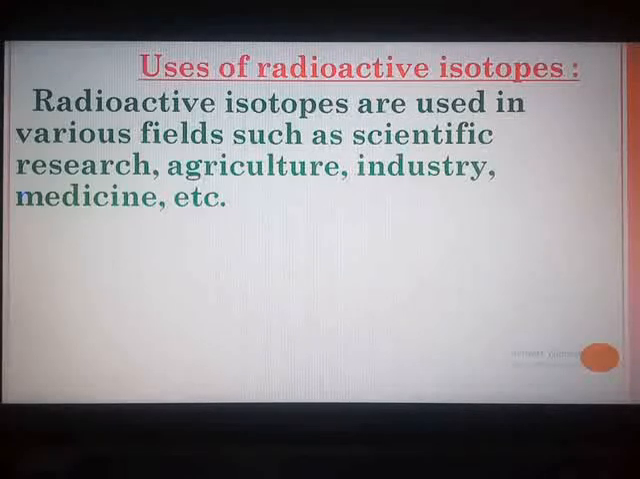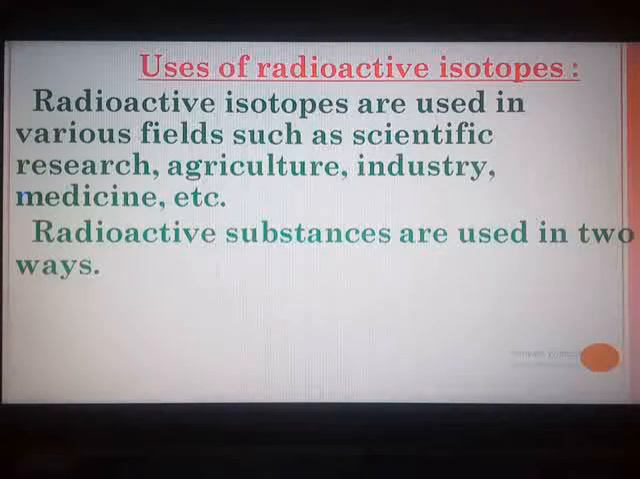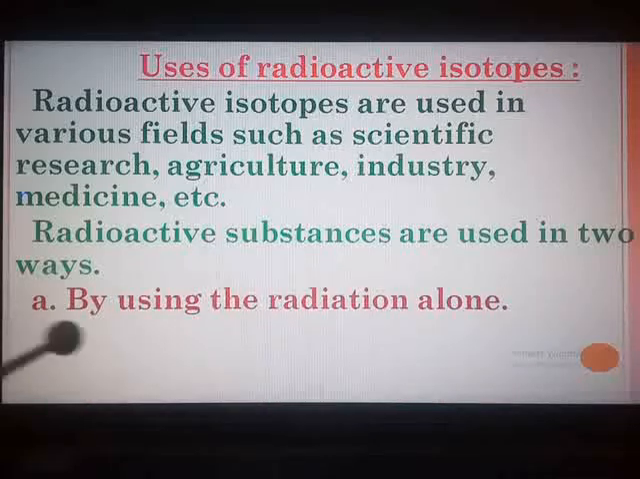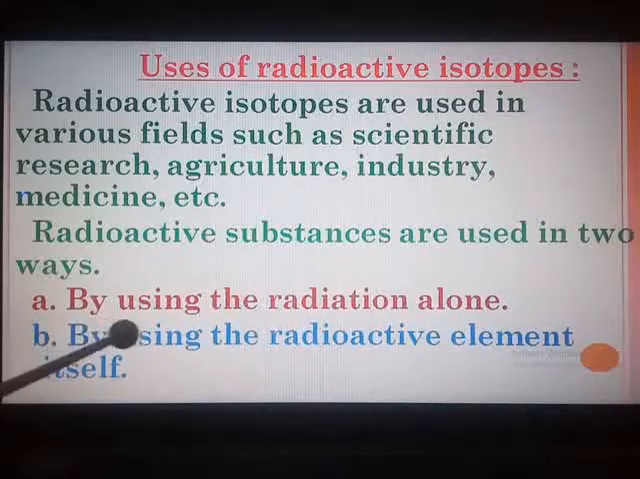BARC, Bhabha Atomic Research Centre, is the center which works completely on radioactive isotopes and all the radioactive elements. So when such a big plant is situated, surely the radioactive elements or isotopes are not such that they will have only destructive uses. Now, these radioactive substances are used in two ways: one is by using the radiation alone, and second is by using the radioactive element itself.